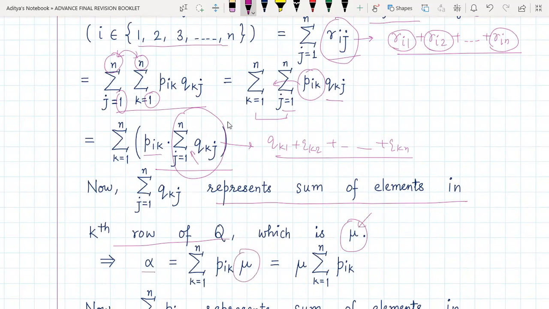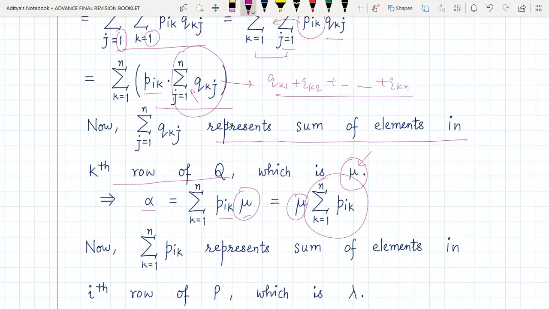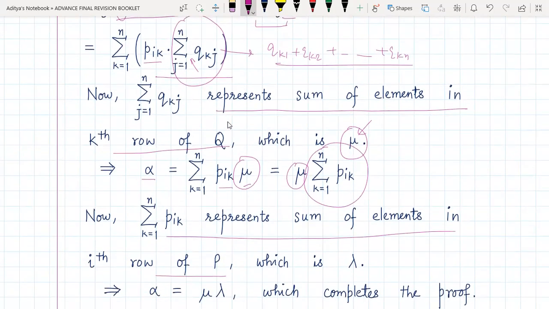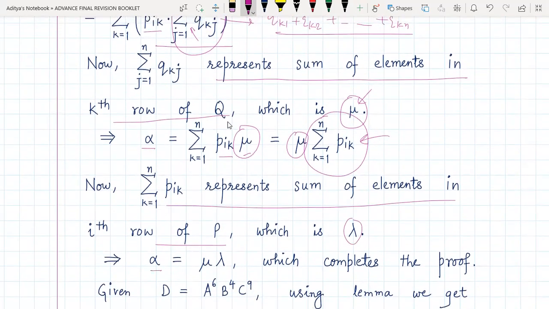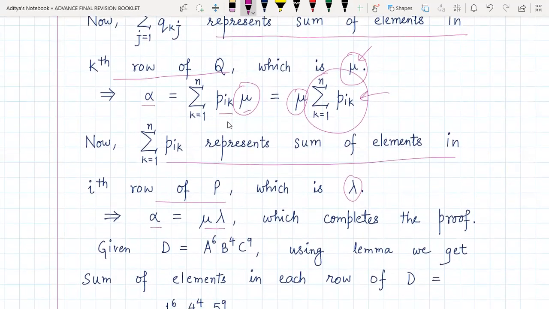So alpha is equal to summation Pik into mu, right? Now mu comes outside because it is a constant. So outside the summation it comes. But obviously, what does this represent? It represents the sum of elements in the ith row of the matrix P. But that has also been assumed to be constant, which is lambda. So alpha becomes nothing but a constant, which is equal to mu into lambda. And this basically completes the proof, of course, because that's what we had set out to prove.